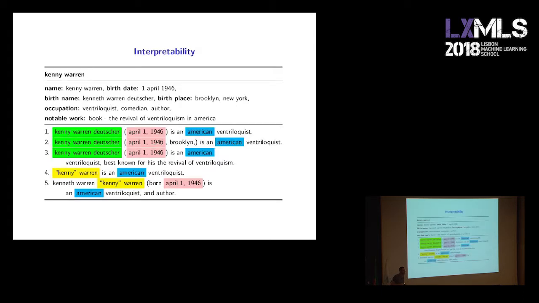More interesting to me, at least, is whether or not these models can satisfy our first two criteria. So the first was this idea of interpretability. Could we take the outputs of our system and look at the states? Do they correspond to things that we'd actually like to be able to use and change in our systems itself? So here's an example from the Wiki Bio data. We're given facts about this person, Kenny Warren Deutscher. And what I've highlighted in colors are the different states that are used for each of these templates.